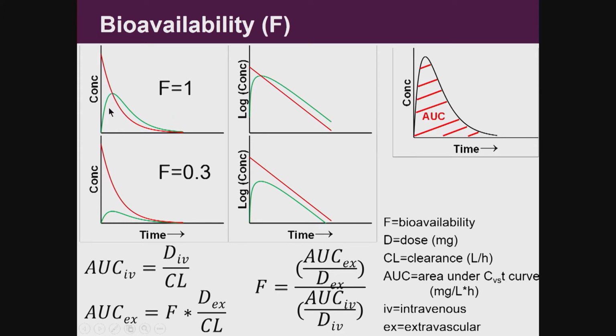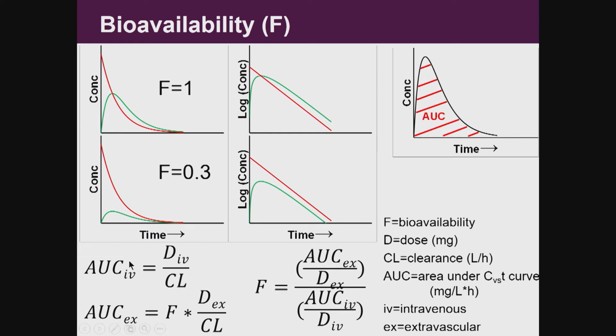And in this case, the areas under both curves are identical, and so the fraction absorbed is 1. On a log scale, this results in these plots with parallel terminal elimination phases. If the fraction is less than 1, then the oral curve will drop down correspondingly, and you get a lower exposure.